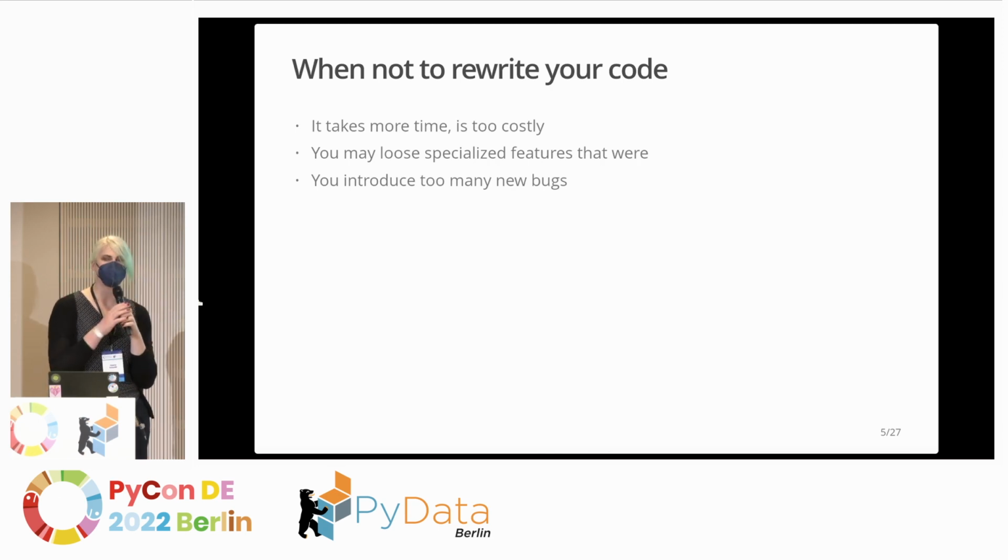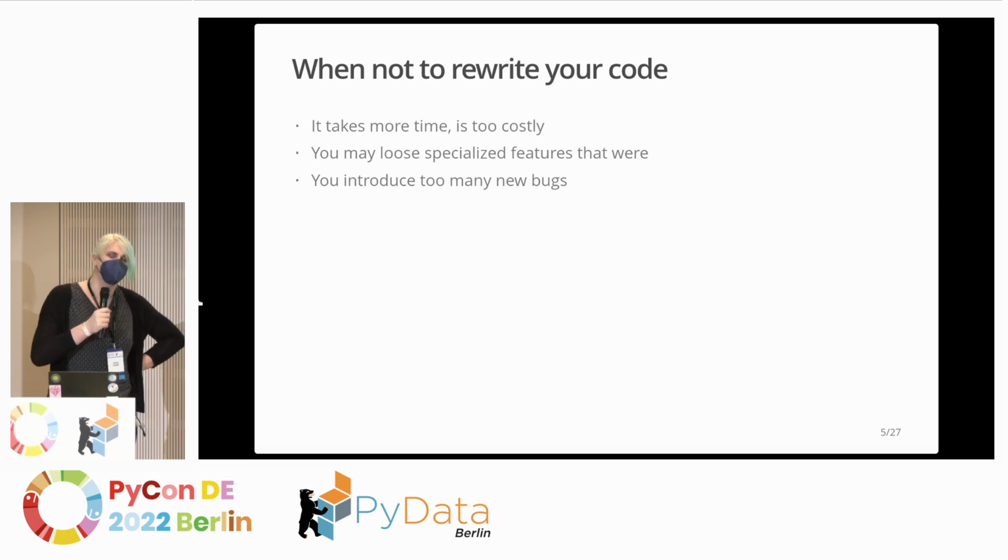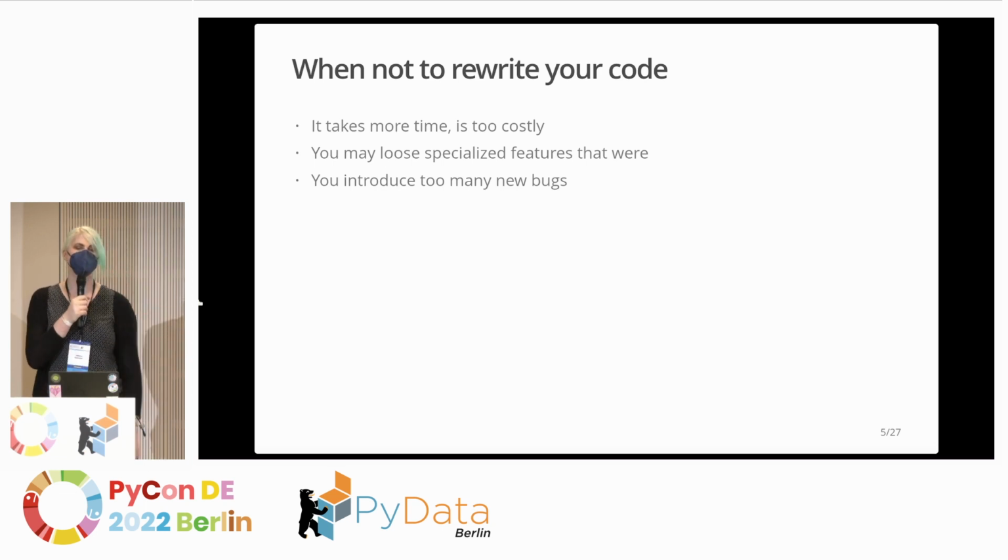When not to rewrite your code: maybe when it just takes too long and is then not useful. What can also happen when you rewrite your code is you will lose some specialized features that you maybe totally forgot about, because the people who wrote it are not there anymore, and the people who need that feature don't know that it will get lost, and then you start rewriting and nothing works anymore. So make sure you know exactly what you do. And also, writing new code means you will introduce new bugs that may have been already fixed in the past, but now it's a new programming language, and it's hard to cover everything from the start.